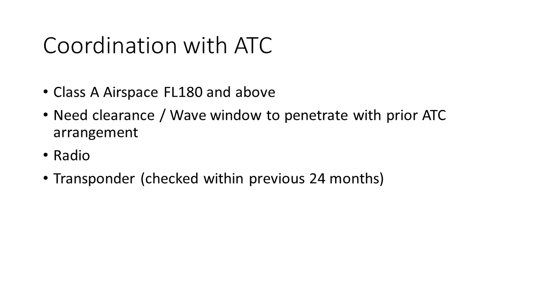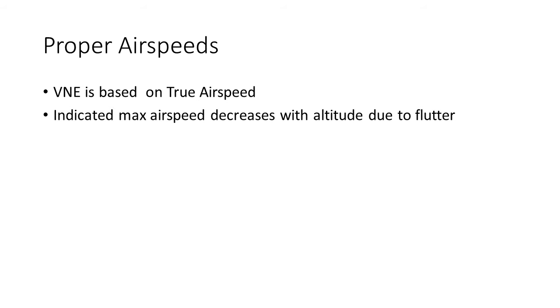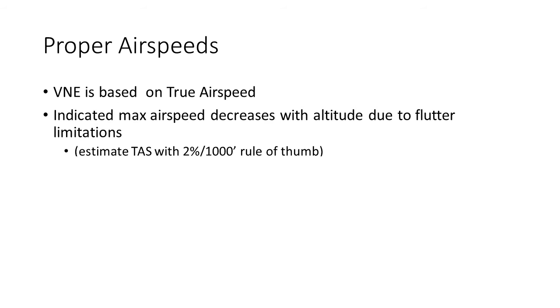When considering a high-altitude flight, you must consider the allowable airspeed range of the glider. Remember, VNE, or the never exceed speed, is based on true airspeed, not indicated. The indicated maximum airspeed decreases with altitude due to flutter limitations. If your instrumentation doesn't provide you true airspeed, you can estimate it with a rule of thumb that adds 2% per 1,000 feet greater than the indicated airspeed. Thus, at 15,000 feet, it would be about 30% greater than indicated.